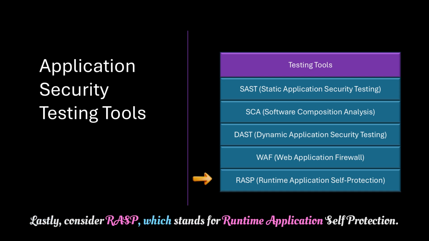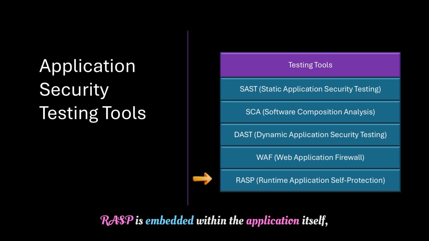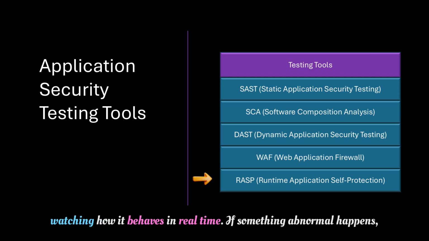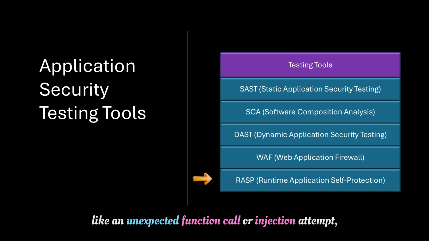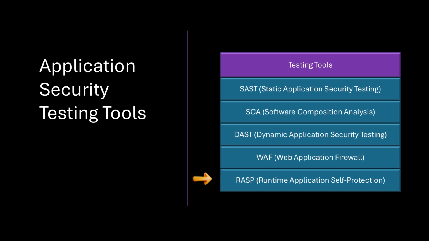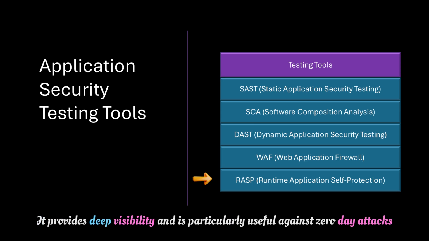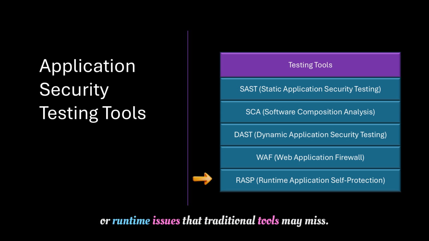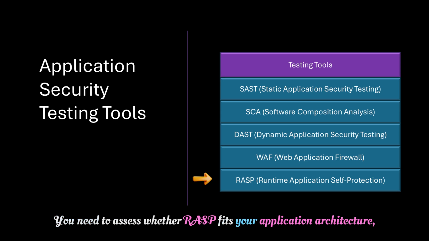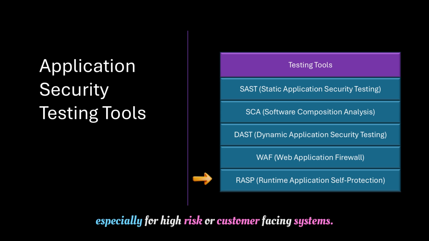Lastly, consider RASP, which stands for Runtime Application Self-Protection. RASP is embedded within the application itself, watching how it behaves in real time. If something abnormal happens, like an unexpected function call or injection attempt, RASP can intervene directly by blocking or alerting. It provides deep visibility and is particularly useful against zero-day attacks or runtime issues that traditional tools may miss. You need to assess whether RASP fits your application architecture, especially for high-risk or customer-facing systems.